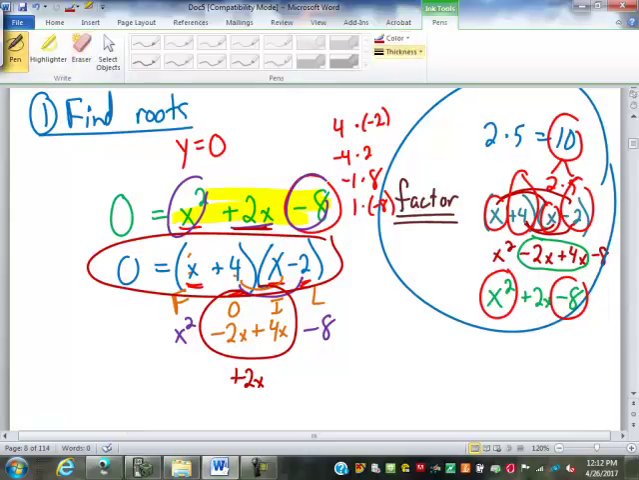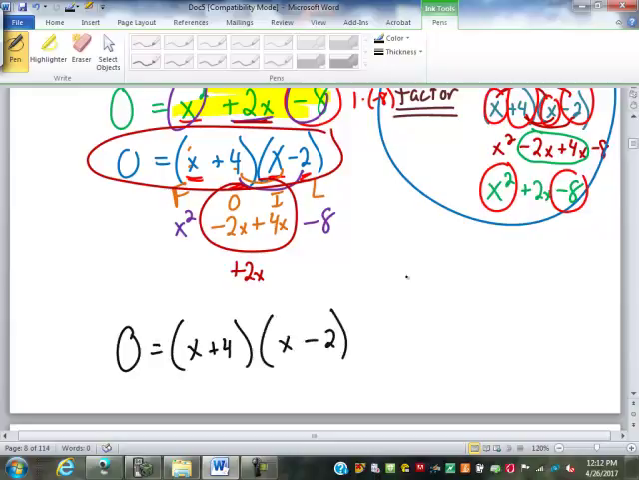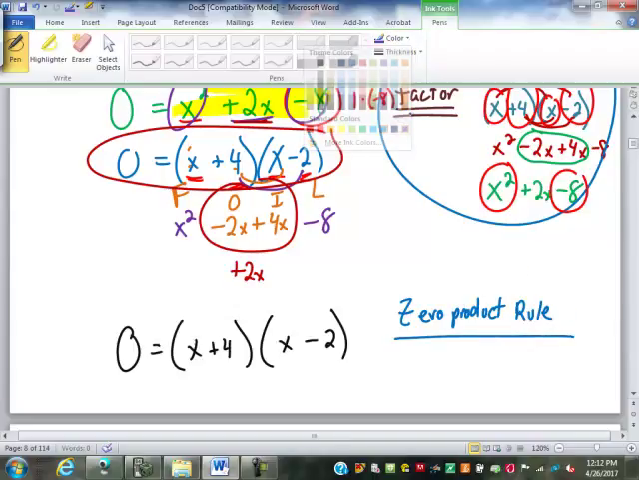So how does that come to my graph? Well, I know that 0 is equal to x plus 4 times x minus 2. And one of the things in our 0 product rule, most people know the 0 product rule to just be anything times 0 equals 0. But a more advanced form of it is, if 2 things multiply to be 0, then either the first one's 0 or the second one's 0, or both.